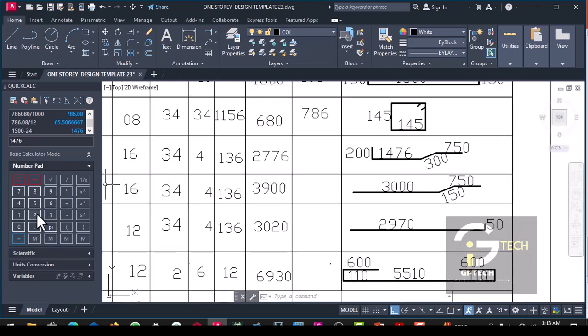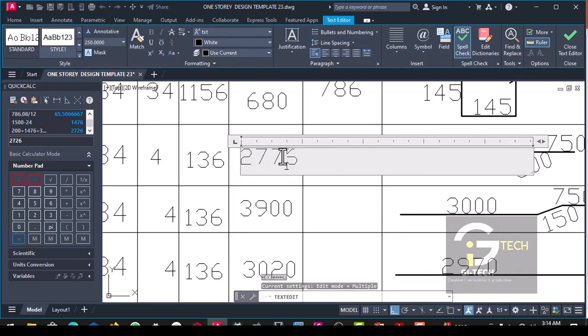So let's add it up again. 200 plus 1,476 plus 300 plus 750. So we have 2726. We have 2726.